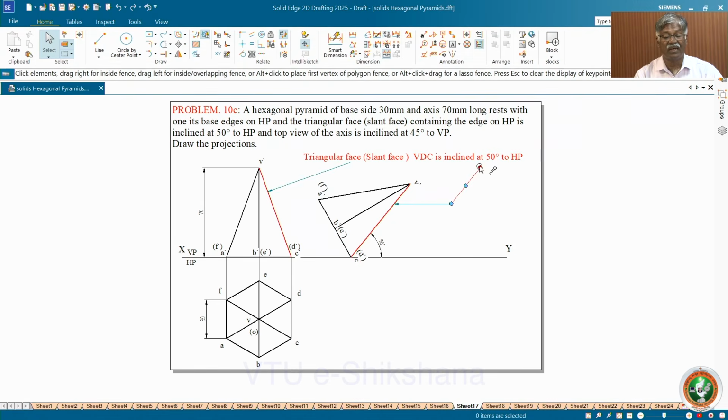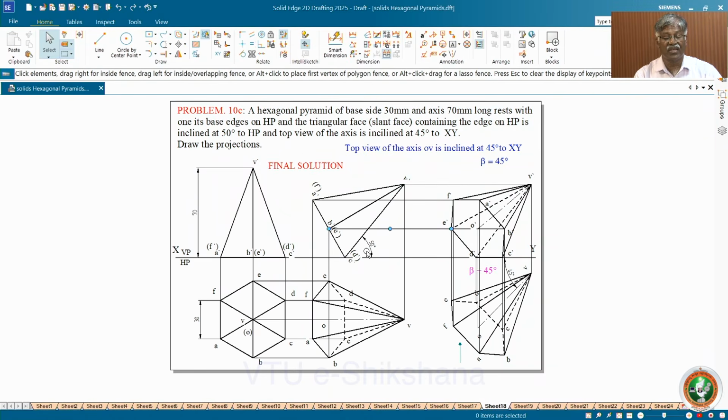VDC is inclined at 50 degrees to HP. For that, what you do is draw a 50 degree line, then move and see that CD is on that line, and then rotate on that line. So you need not worry about the angle, simply rotate till it reaches that line. Then the solution for the same is this.